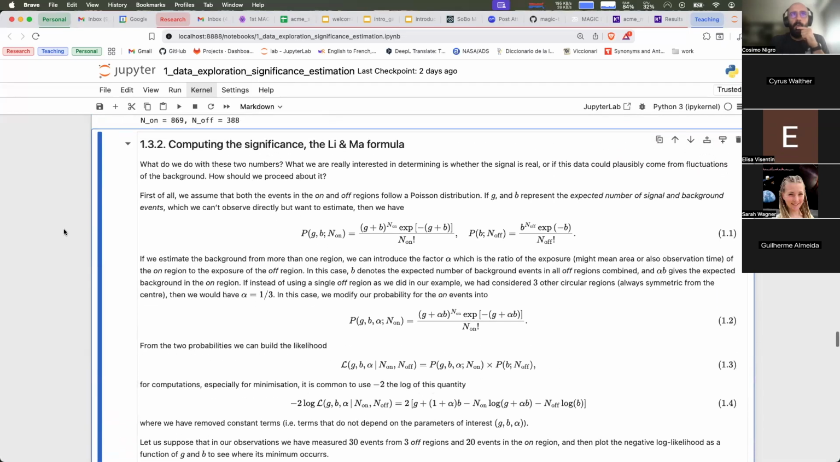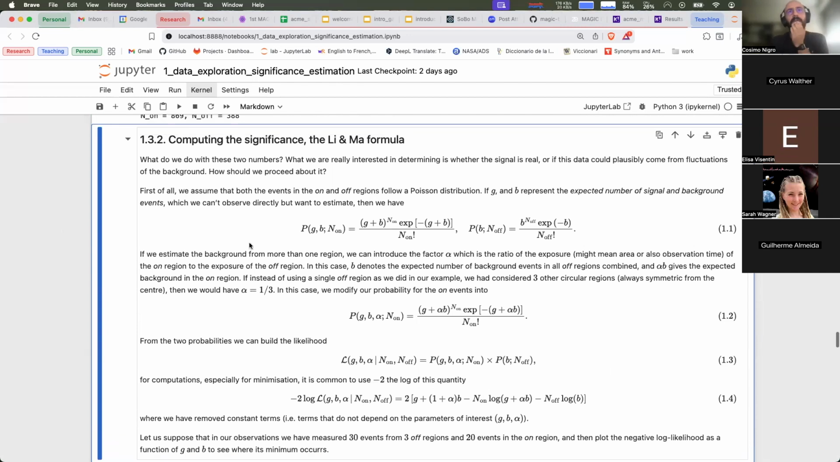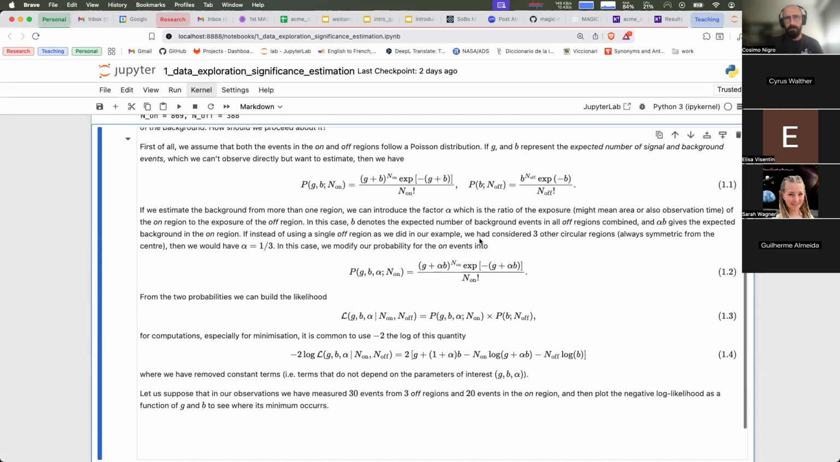So what is the Lemma formula? I think Giacomo already explained it in the video, but for those who didn't check the video or just for the sake of the tutorial, let's repeat it very quickly. Basically, we can represent the events in the on and off region with Poisson statistics, right? And then we have a Poisson statistic for the on region and for the off region. And for the on region, what is the mean of this Poissonian? Well, the signal plus the background, right? Because there I'm counting both. And in the off region, the mean of the Poissonian is just the expected number of background counts.